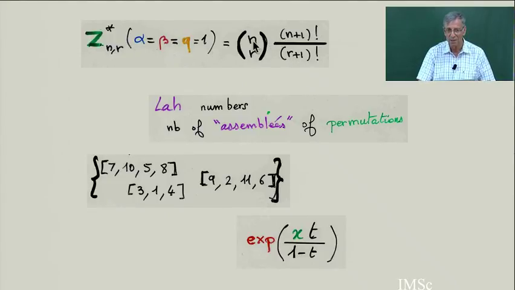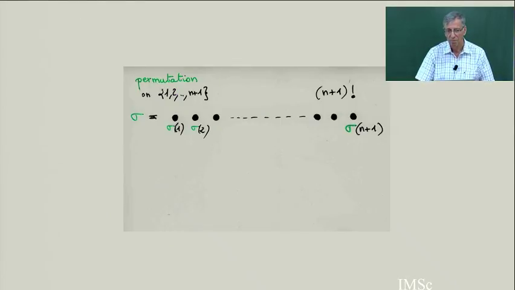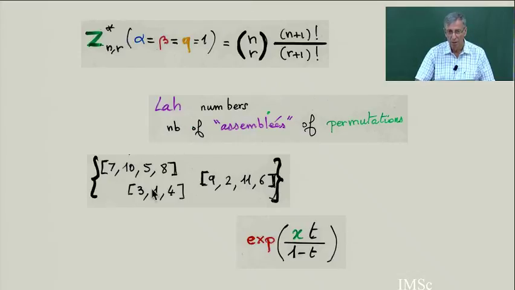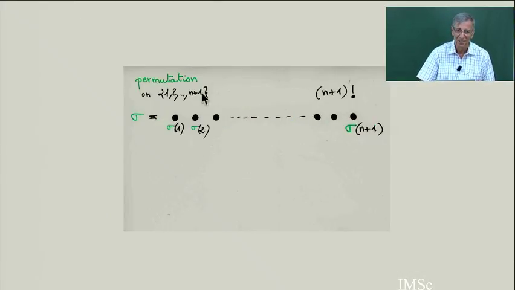So why does this number enumerate the assembly of permutations? You have to look here. There is n factorial. Here there is n plus 1 factorial. There is a binomial coefficient. I have to divide by r plus 1. So it is an elementary exercise, not too difficult, but I do it to show you if you are not used to this kind of exponential generating function.